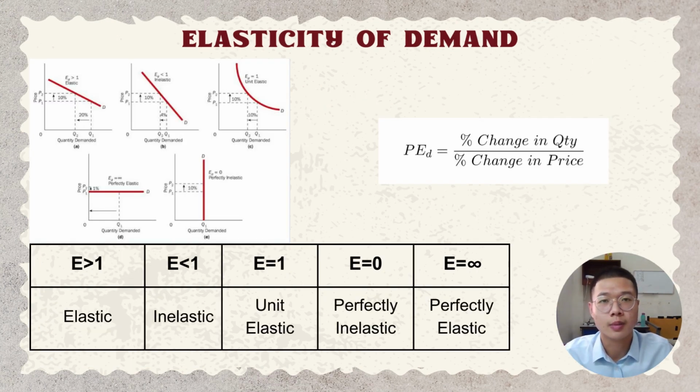Next is elasticity of demand. The formula of elasticity of demand is percentage change in quantity divided by percentage change in price. Next, we look at the graphs provided. In graph A, E is greater than 1, so we call it elastic. In graph B, E is less than 1, we call it inelastic. In graph C, E equals 1, we call it unit elastic. In graph D, E equals infinity, so we call it perfectly elastic. And the last one, E equals 0, we call perfectly inelastic.